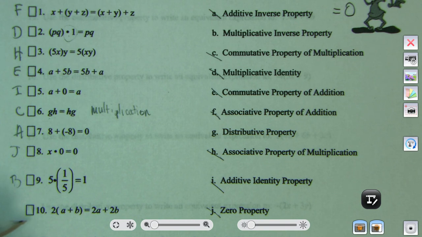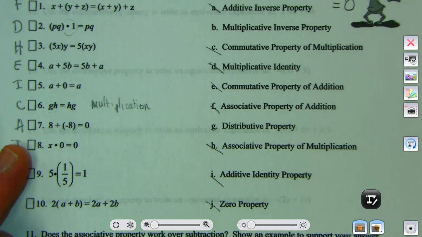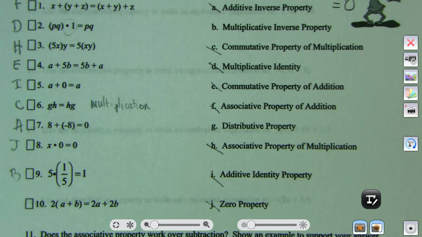All right, let's get number 10. Here we're taking 2 and we've got a set of parentheses, and in the parentheses A plus B. So now I'm multiplying 2 times A plus 2 times B. And the next person up, this to me ought to be the easiest one of them all. What do you think, sir?